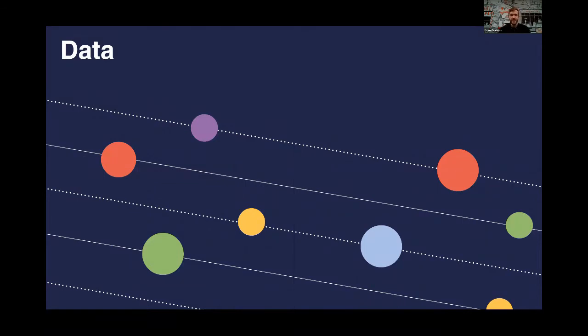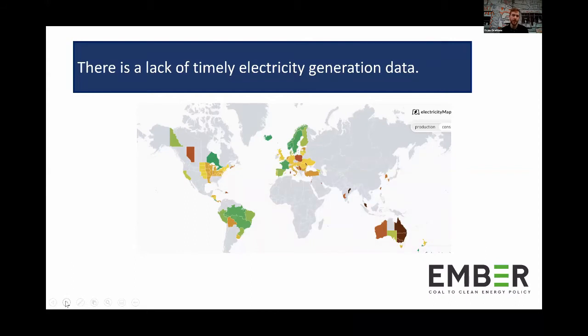I'd like to start by outlining the main challenge faced in collating all of this data, which is that timely data on countries' electricity generation can often be very hard to come by. As an example, I've got a screenshot from Electricity Map, which is a fantastic website that brings together live electricity generation data from around the world, so you can access it all in one place. But as you can see, by all the grey on this map, there are a fair few gaps.